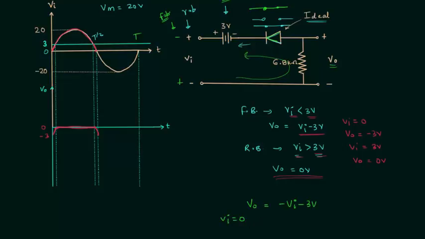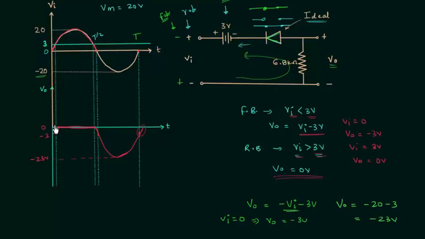When Vi is equal to 0, this implies VO is equal to minus 3 volts. This is what we have. When Vi is equal to 0, VO is equal to minus 3 volts, and when minus Vi is equal to minus 20 volts, the output voltage is equal to minus 20 minus 3. This is equal to minus 23 volts. So the waveform will look something like this. The peak value is equal to minus 23 volts, and when Vi is equal to 0, VO is equal to minus 3. So here we have minus 3, and it will go like this.